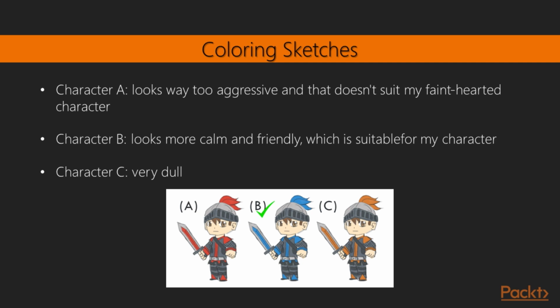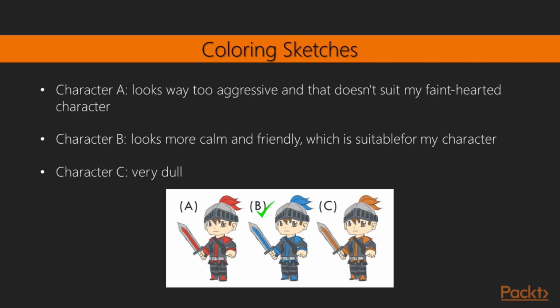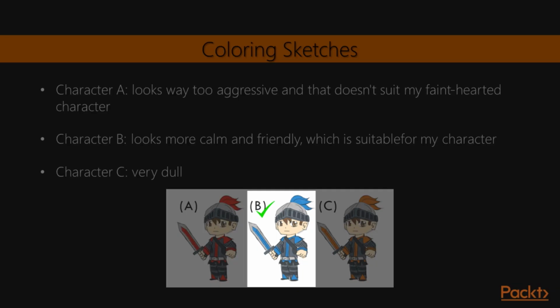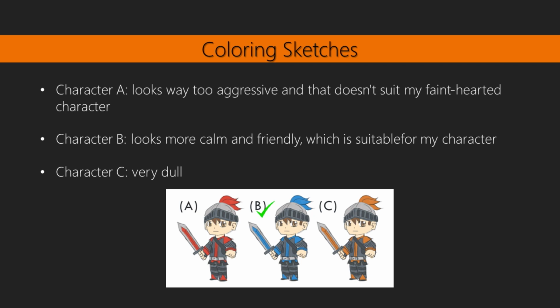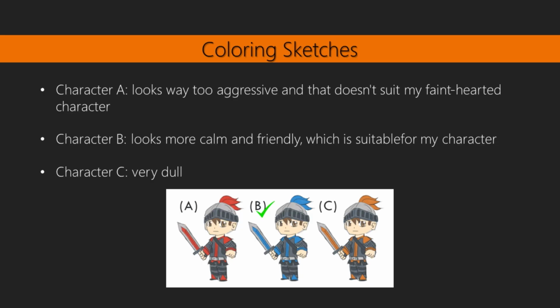Here, I experimented with 3 different colors on my character. I picked the one that, in my opinion, resembles his personality. Character A. Although red color looks really nice on him, it looks way too aggressive, and that doesn't suit my faint-hearted character. Character B. Blue looks more calm and friendly, which is suitable for my character. Character C. Totally not my cup of tea.